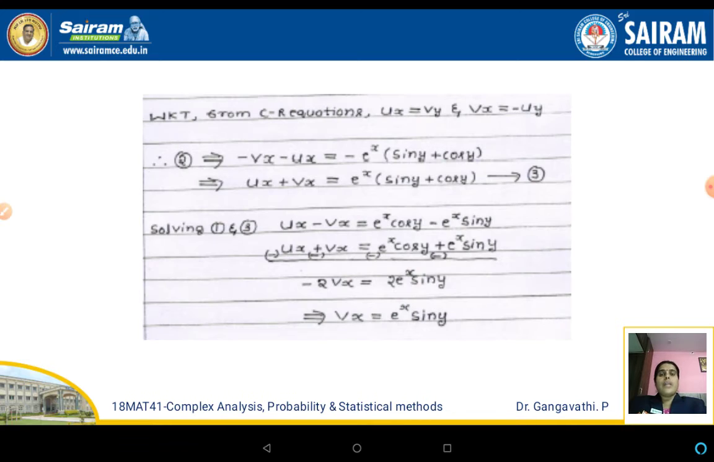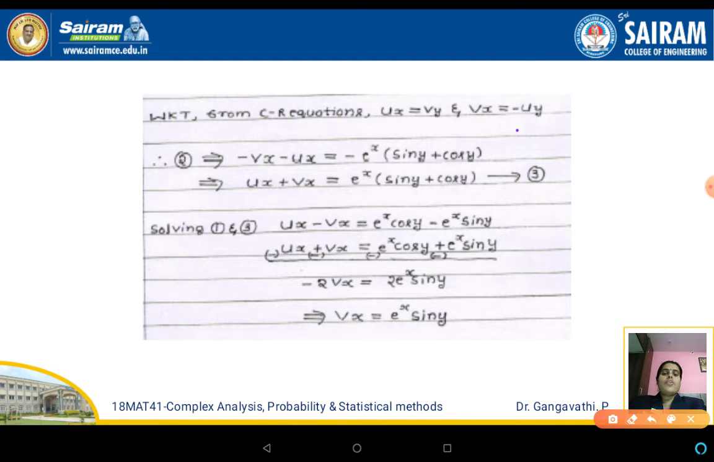So how do we do that? Let us use the CR equations, in Cartesian form. Why are we using CR equations in Cartesian form here? Because the given problem is in Cartesian coordinates, so you have to use CR equations in Cartesian form. So ux is equal to vy and vx is equal to minus uy are the CR equations in Cartesian form.